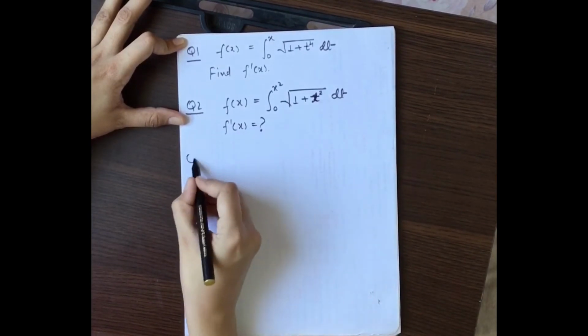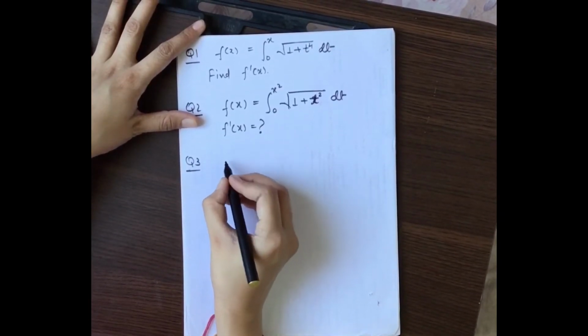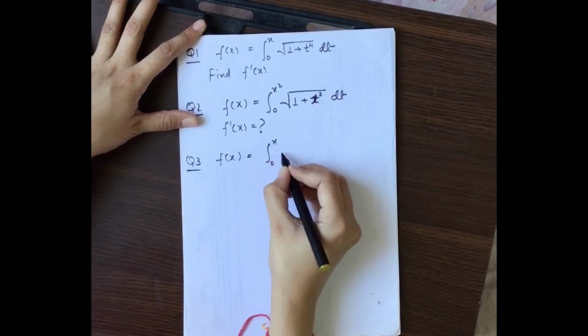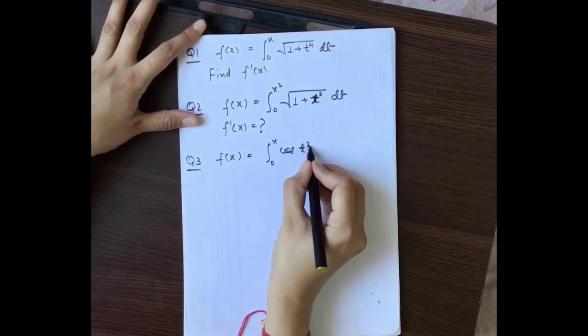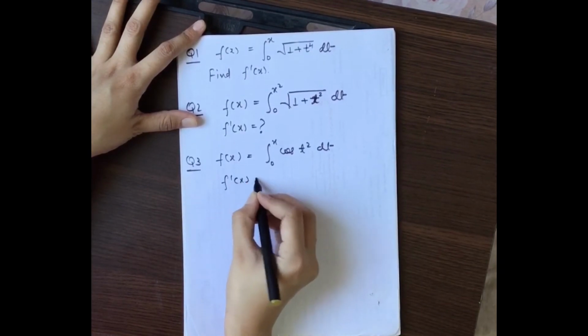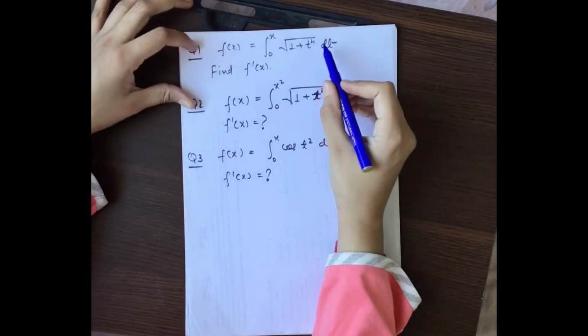Okay, now the third question is, let's say, f(x) is equal to the integral from 0 to x of cos t square dt. Here also you have to find f dash x. And let me make it clear that this is not a partial differential equation.